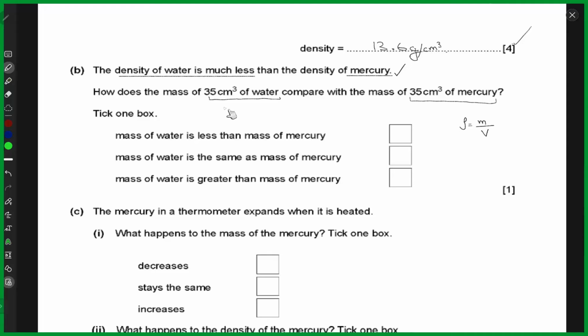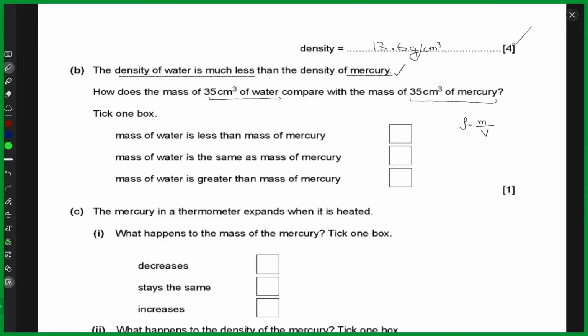So we have to compare the mass of the same volume of water and mercury. So mass of water is less than the mass of mercury, mass of water is the same as the mass of mercury, or mass of water is greater than the mass of mercury. Which one do you think should be the correct option, given the understanding that I just said?